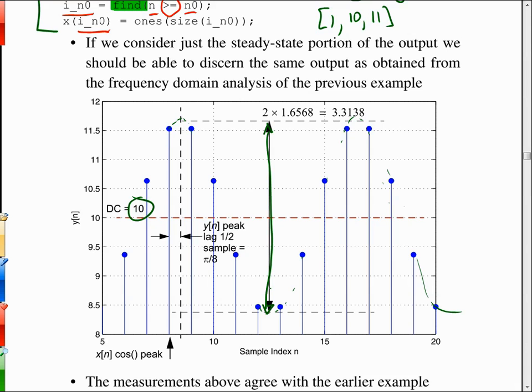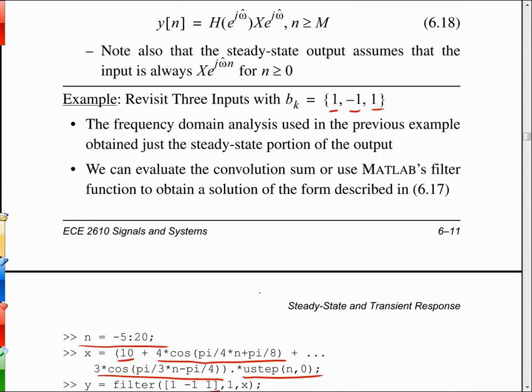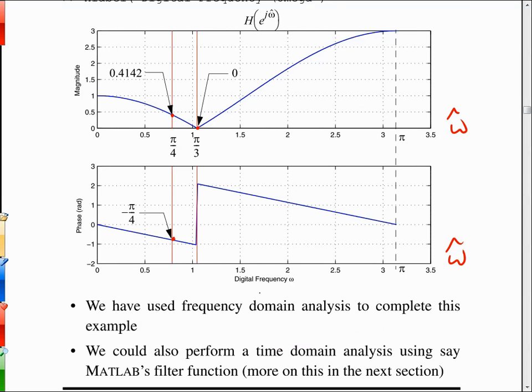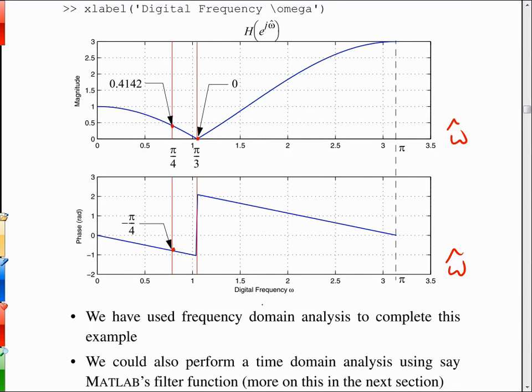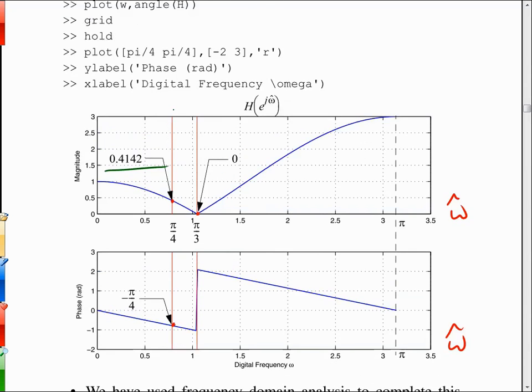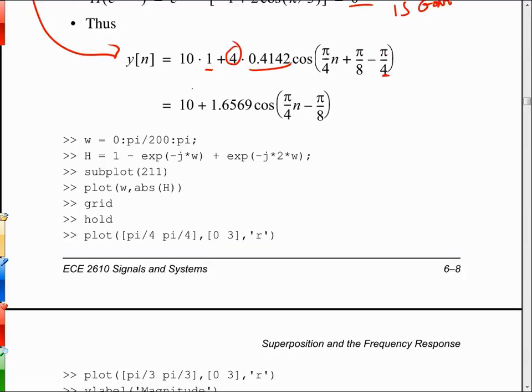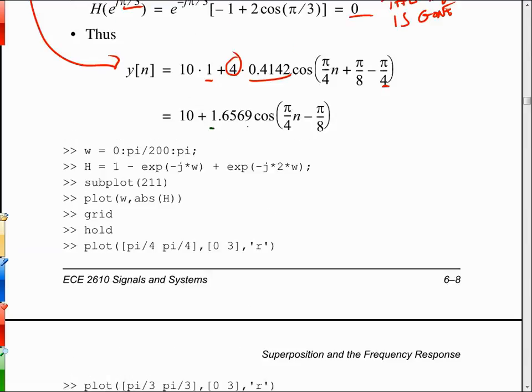So if we were to go back up here to the earlier example, where we did that, the signal that survived the filter had a gain of 0.4142, and it was multiplied times the input amplitude of 4. That gave us a peak value of 1.6569. So that agrees, right? So we can see from our frequency domain analysis using the frequency response that the peak value of the sinusoid is that.